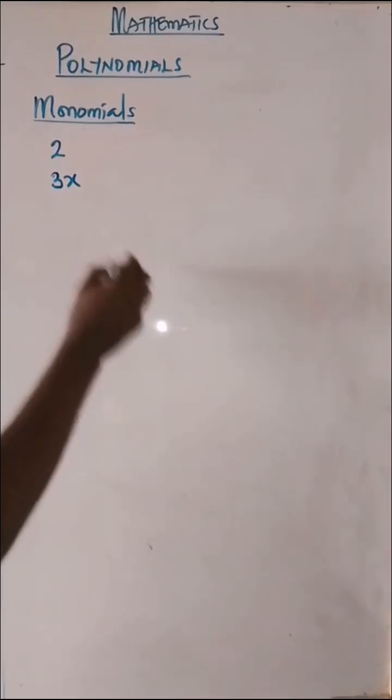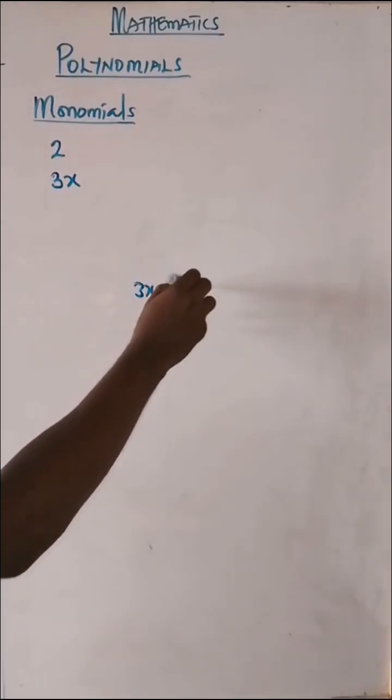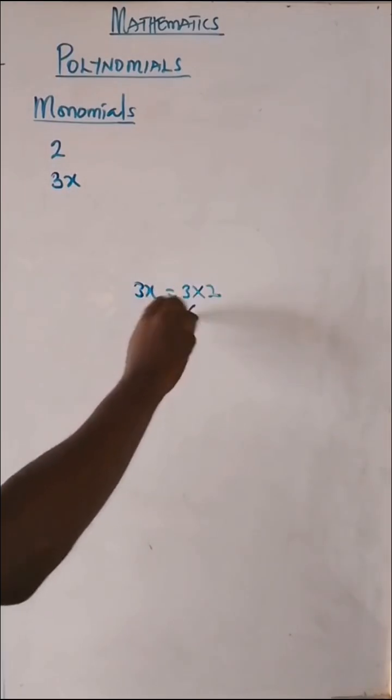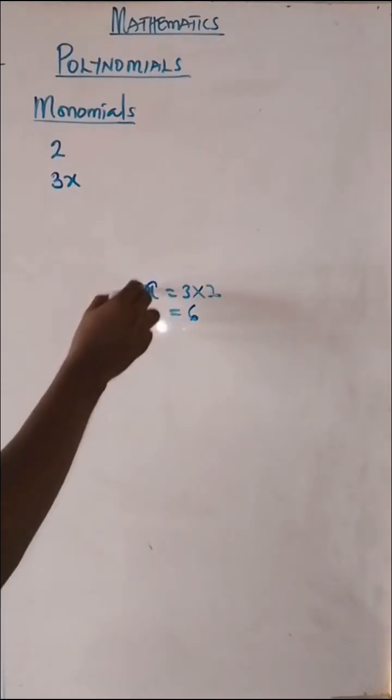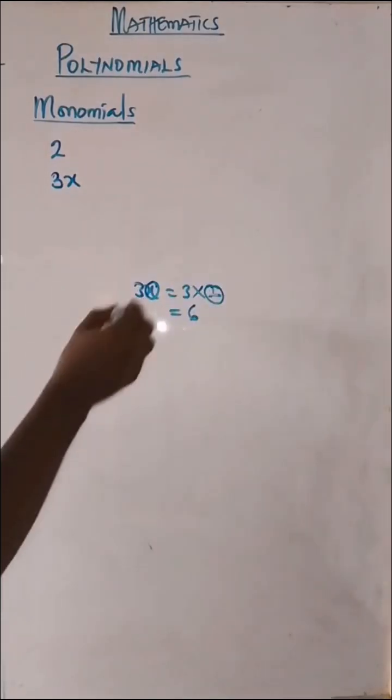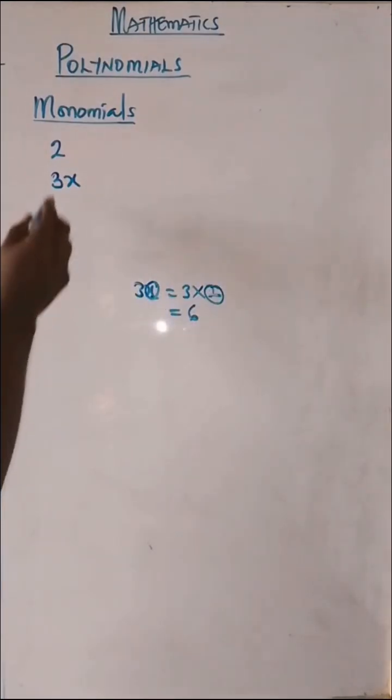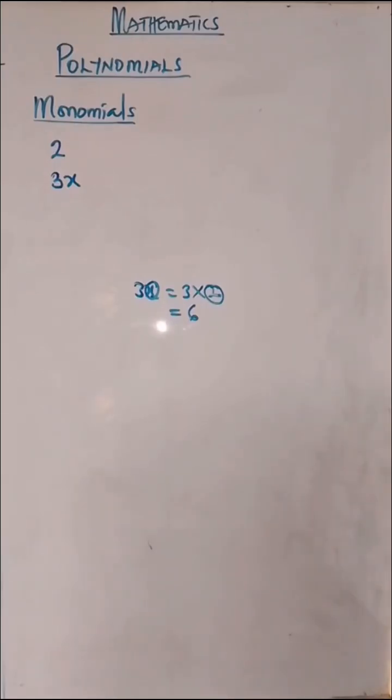Suppose x is 2, so 3x actually means 3 multiplied by 2, which is 6. So in this case, this x is 2. So x is the unknown. Anywhere you see x in mathematics, it represents a number whose value is not defined. So 3x is also a monomial.